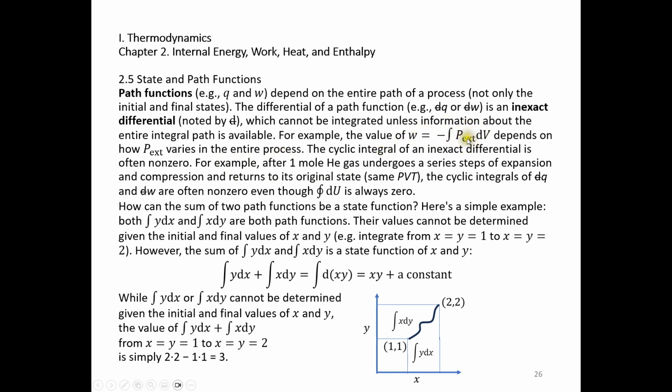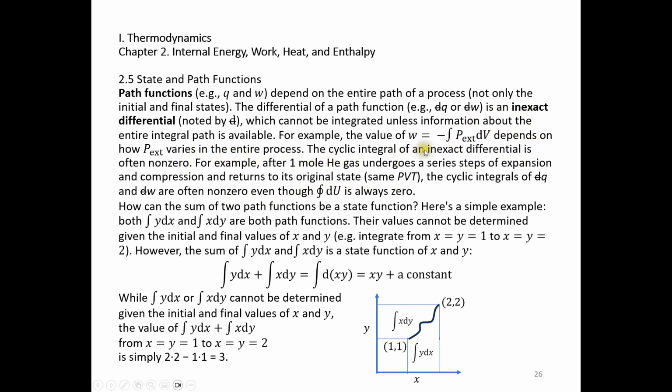Well, it can be like two different constants. In step one, you have a constant P external. In step two, you have another P external. Also, P external may change in the entire process.